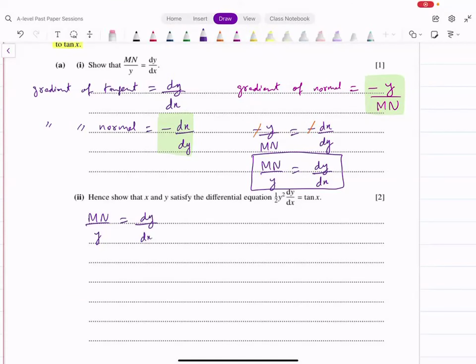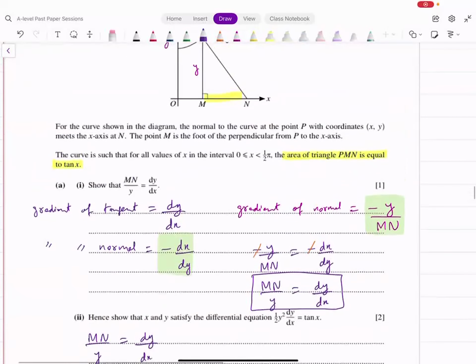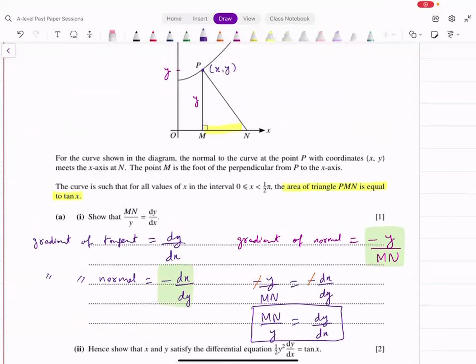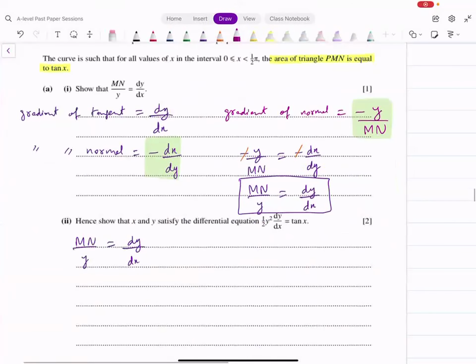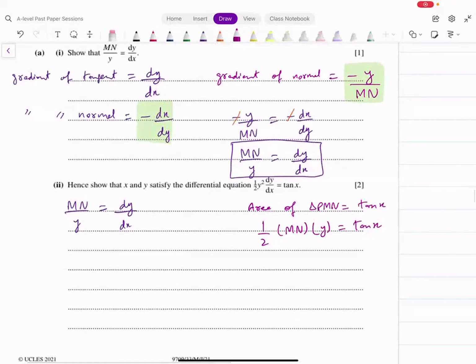Now we've got another relationship there, and that is that the area of the triangle PMN is equal to tan x. PMN का area जो है, that is tan x. Area of triangle PMN क्या हो जाएगा? It's a right angle triangle, half into base into height. MN आपकी base है, height क्या? Height is y. So we basically get this relationship. ठीक है, एक तो हमारे पास ये relationship आ गया और left side पे जो हमने पिछले part में prove किया था वो भी आ गया.